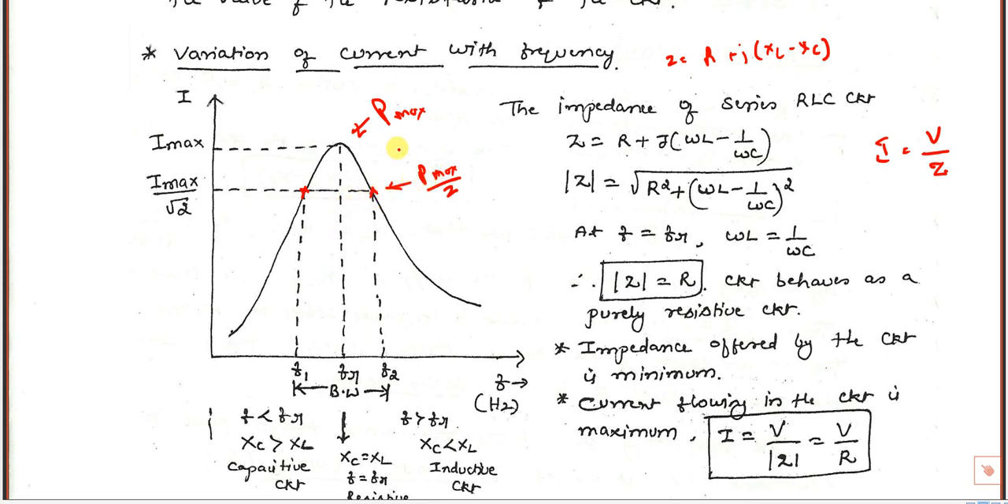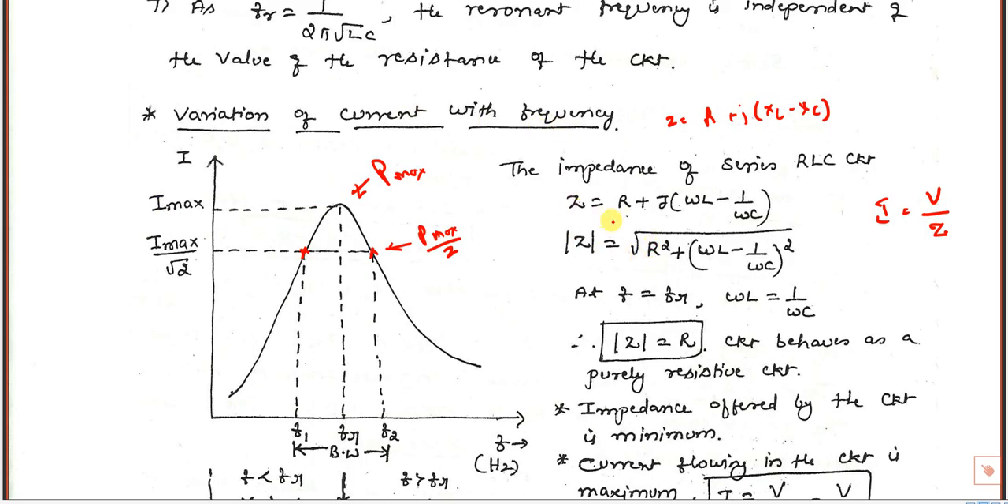We know that power is given by V into I. Here the current value is given by I max by root 2, because if you take I square into R, with I equal to I max by root 2 whole square, it becomes I max square into R by 2. I will explain that later.